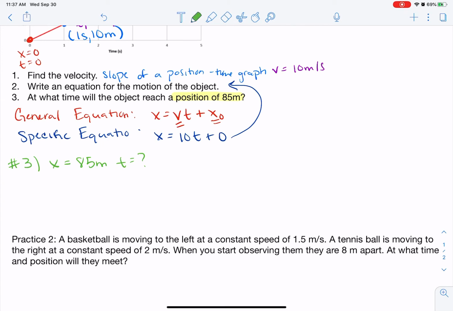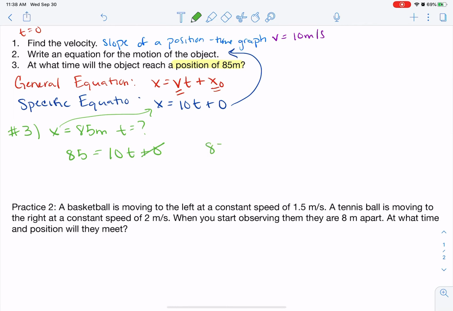Okay. We're going to plug in that x into the x in the equation we just made. And we're going to say 85 equals 10t plus 0. The 0 kind of just goes away. And so we have 85 equals 10t. And so we want to get t by itself, so we're going to divide by 10. And we get t equals 85 divided by 10, which is 8.5, and our units for time is seconds. And this is our final answer.